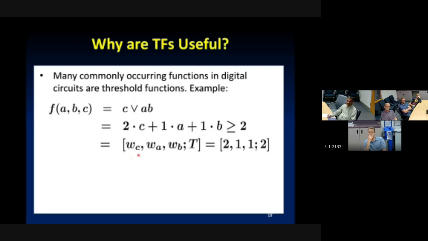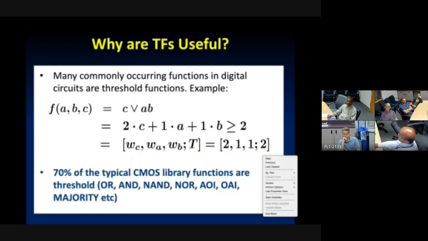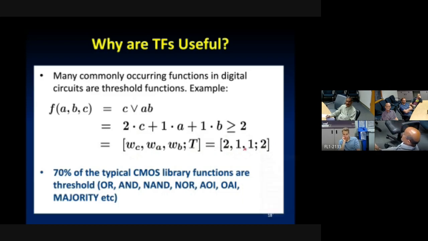Now, again, if we were to express it as our tuple, it would be the weight of C, which is 2, weight of A and B, which are 1, and then the threshold of 2. So this function is expressed as 2, 1, 1, 2, and that's the same as the function AB or C, right? Interestingly, most of the functions that we use in chip design are threshold, right? So when you do your chip design, the gates that are used in your chips, in your iPhone or whatever, most of them, 70% of them, are threshold functions. So there's a lot of opportunity in some sense to implement them somehow using Flash.